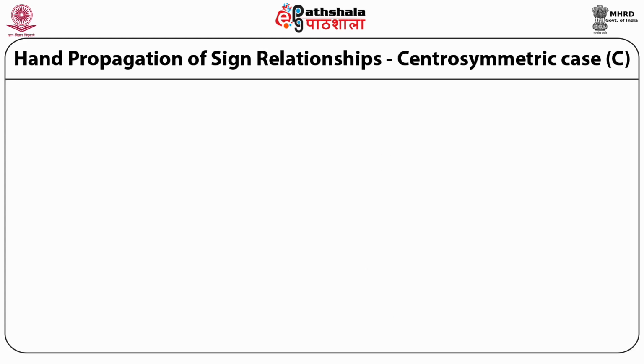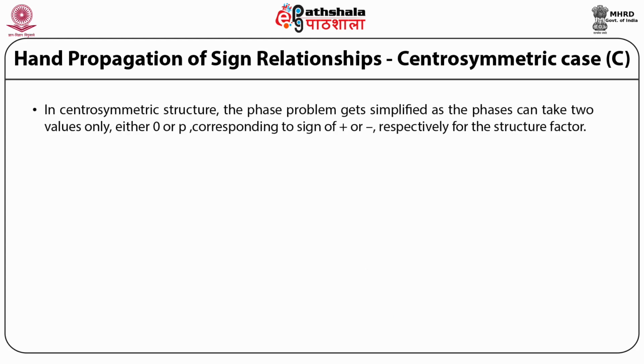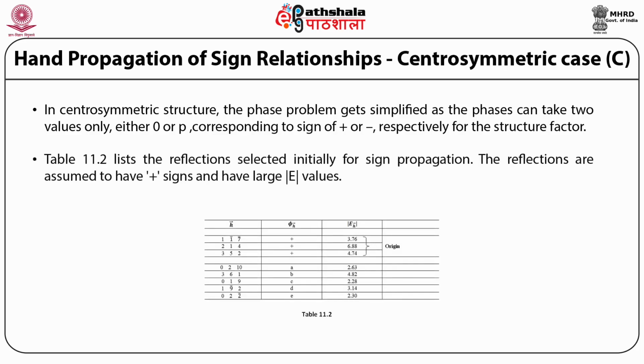Now, again, as I have been repeatedly telling, in the centrosymmetric case, the phase problem is very simple. The phase can take only 0 or pi, that is, the algebraic sign of the structure factor amplitude obtained from experiment has a sign, plus or minus, corresponding to 0 or pi phase. Here, whatever we listed is known as the starting point for structure determination or phase calculation using direct methods.